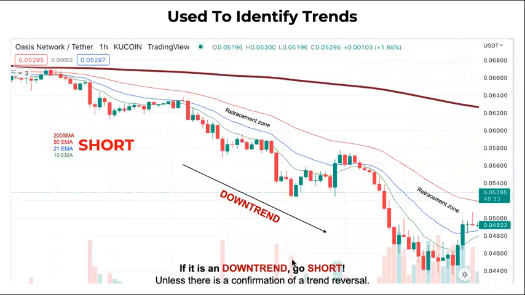If it's a downtrend, I go short. So how to identify a downtrend? Very simple. The 10 EMA is below the 21 EMA, and the 21 EMA is below the 50 EMA, and all three lines are below the 200 moving average. So in a downtrend, I will only look for opportunities to short. Same thing, I will wait for the price to go into the retracement zone to open a short position. In other words, I open a short position here, here, and here.